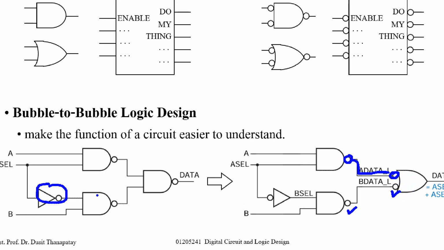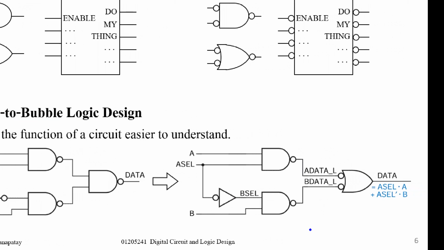And for the inverter also, we change it to this one. So now note, active high signal connects to active high signal, and active low signal connects to active low signal. This is called bubble to bubble. So when you analyze the circuit, it's very easy because you connect the same active level. This output, active high, connects to this active high input, and this active low output connects to the active low input.